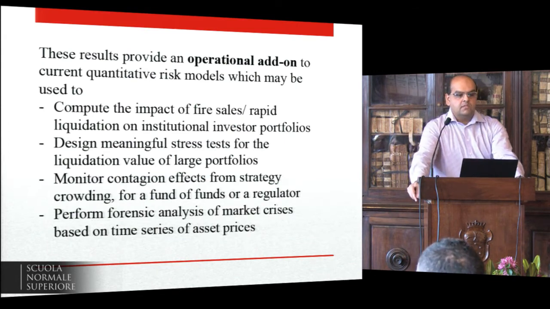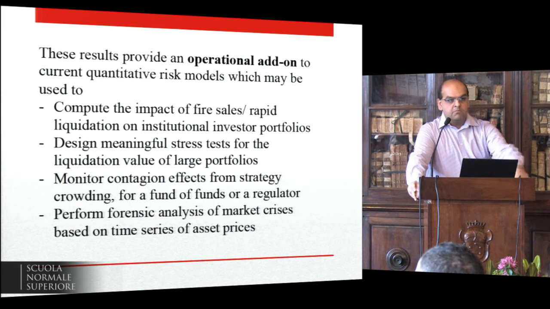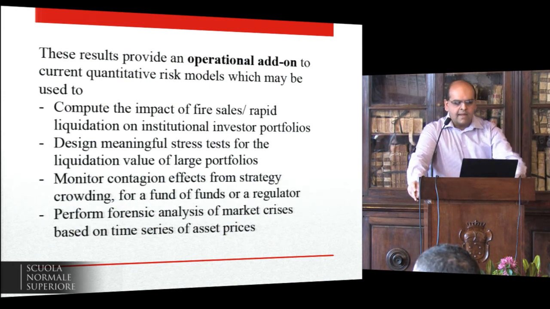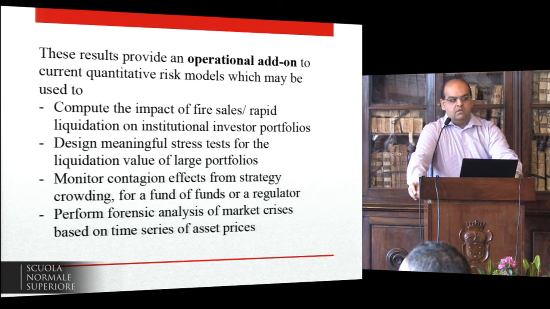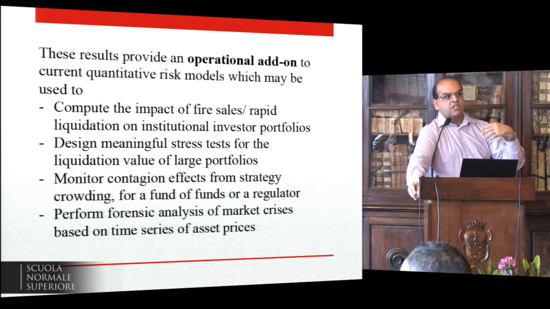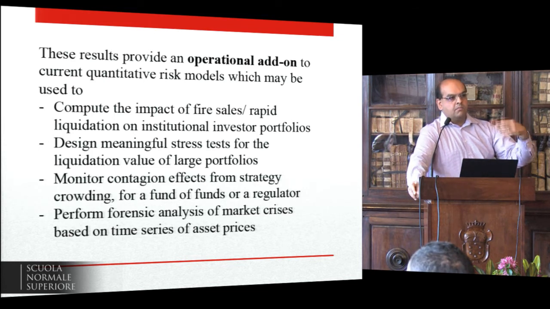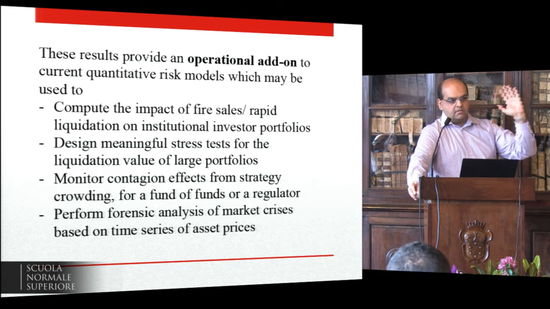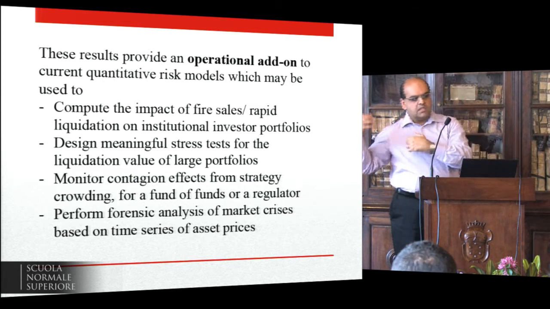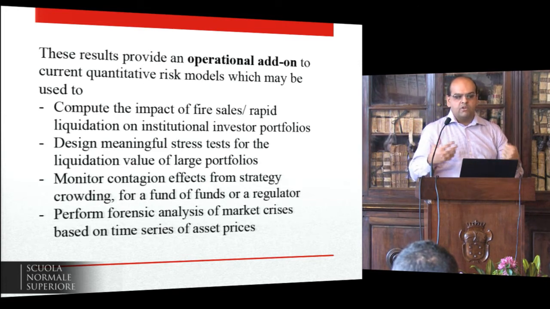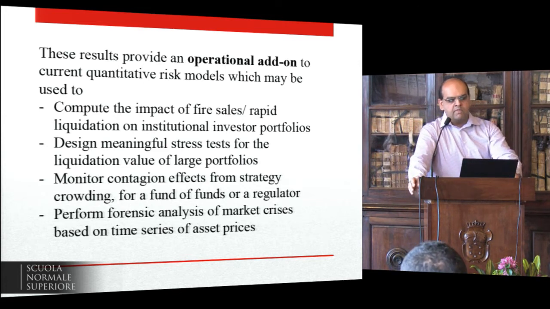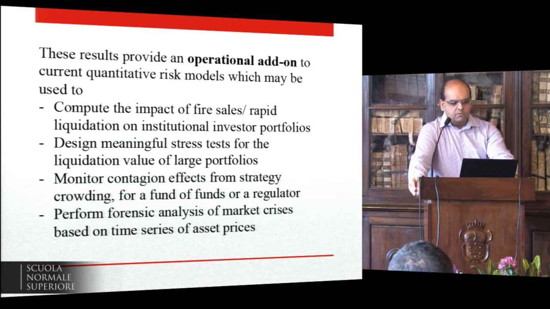Now, how can these results be used in practice? So here is a model where I assume I know everything, F, lambda. I claim that this can be used in many practical ways as an operational add-on to current risk models to compute the impact of fire sales of one's own portfolio. So if I want to make a contingency plan on how I will liquidate my portfolio in case I have a loss, using this approach, I can compute something about my liquidation value, my impact on volatility in that scenario. For an institutional investor, this can be interesting. It can also be used as a way of designing stress scenarios or stress tests for liquidation of large portfolios.